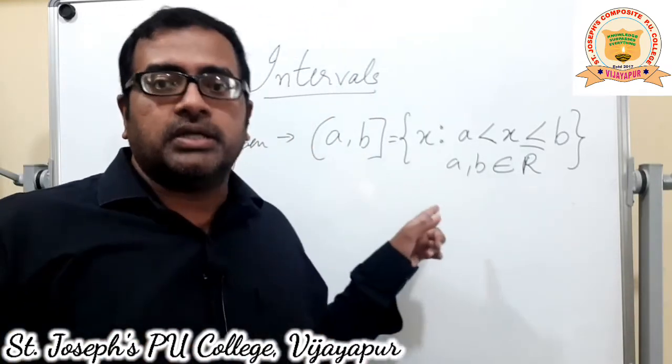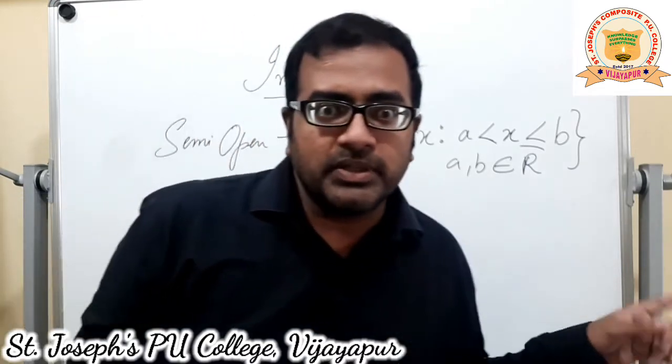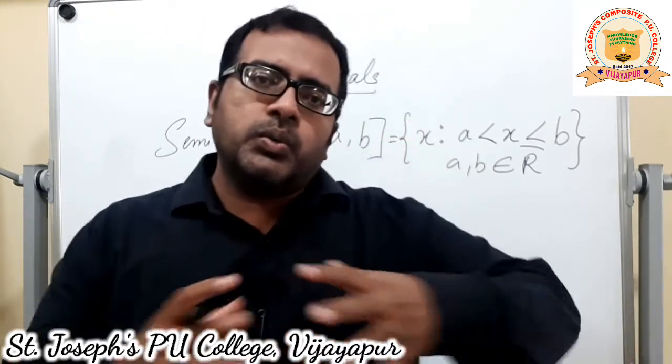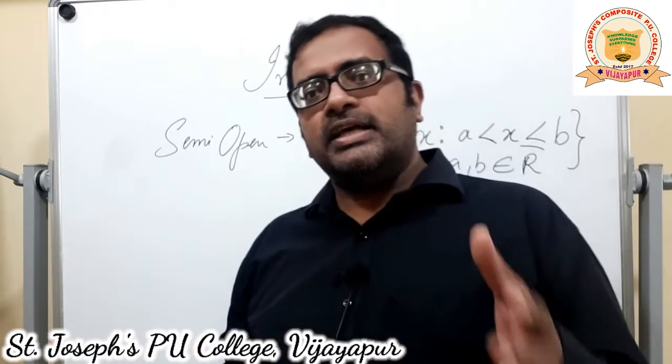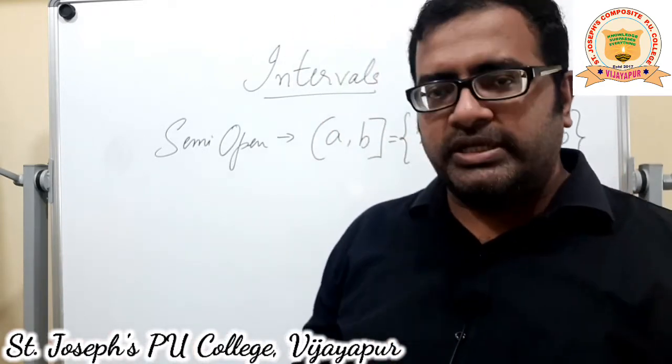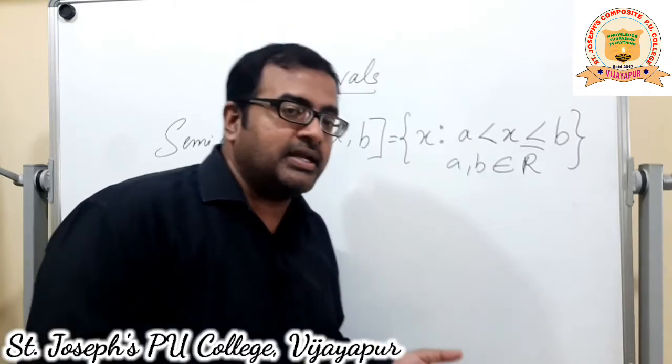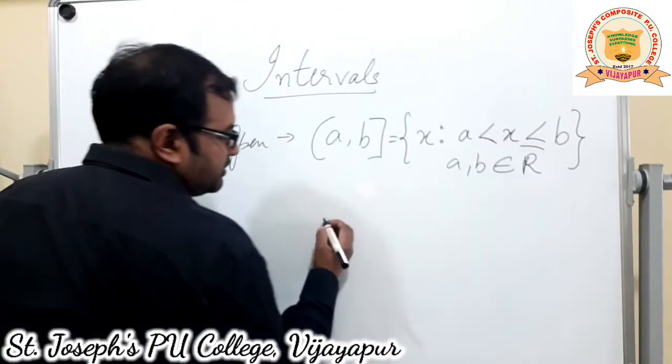But we are here considering only real numbers, because real numbers means it's a huge collection. It is an infinite set. Whereas natural numbers, there are some finite points. But it is easy to understand natural numbers. So I'm taking natural numbers now.